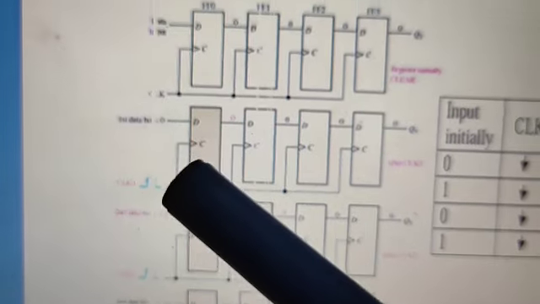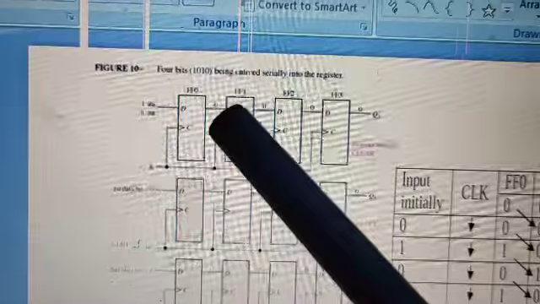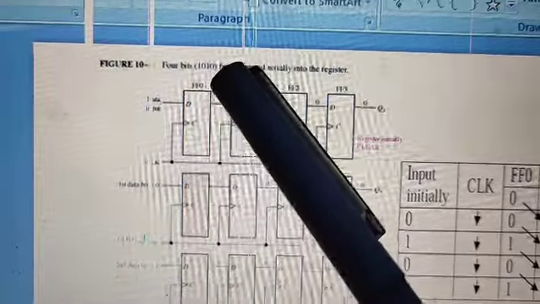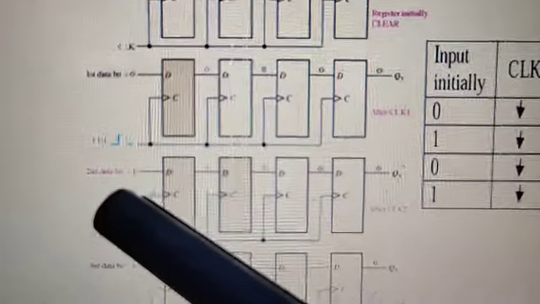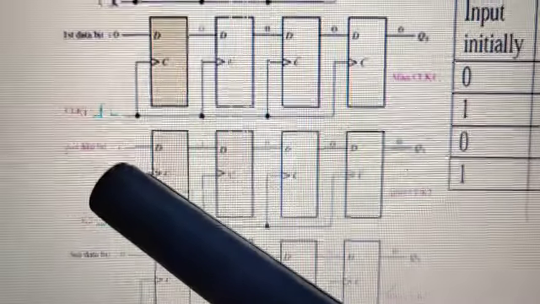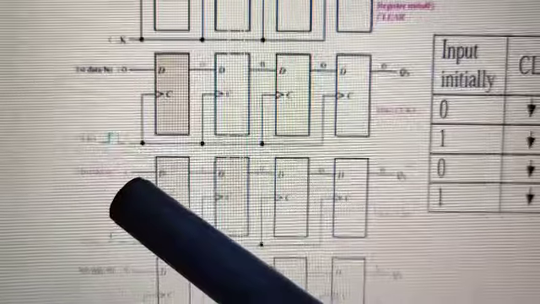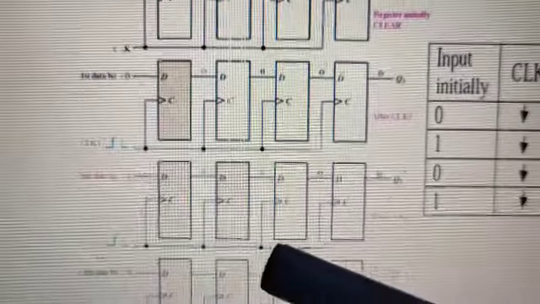Now next I have to give the LSB. What is the LSB? Here I told you 0. So give the LSB to the first flip-flop. To the first flip-flop you apply 0. Now you apply the clock to every flip-flop.